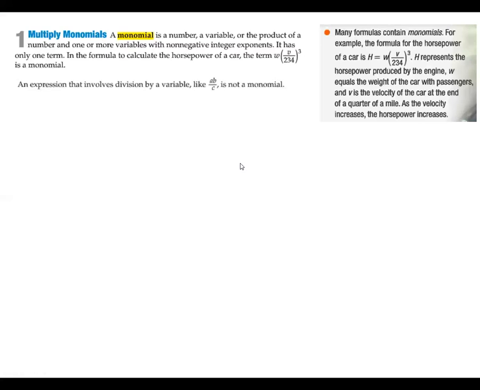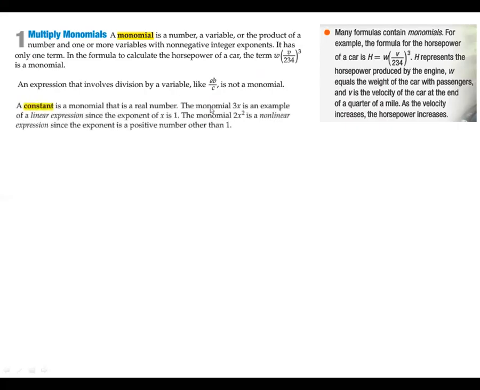A non-monomial is an expression that involves division by a variable. See, division by a number is okay, because you could think of that as multiplying by, like V times 1 over 234. So you're multiplying by a number there. But if you're dividing by a variable like A times B divided by C, that's not a monomial. A constant is a monomial that is a real number.